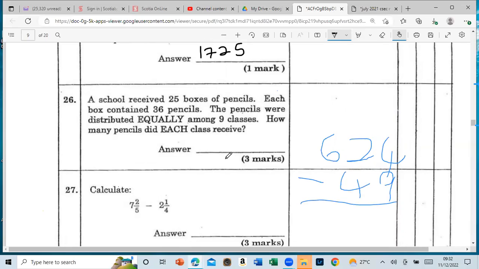A school received 25 boxes of pencils. Each box contained 36 pencils. The pencils were distributed equally among 9 classes. How many pencils did each class receive? So reason it out. Take the information piece by piece. Don't just read it all at once. Take your time and read it and then answer it. We have 3 minutes to answer this. Can we do that in 3 minutes, guys?